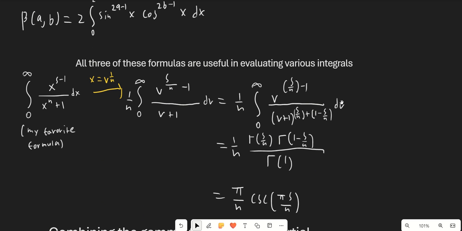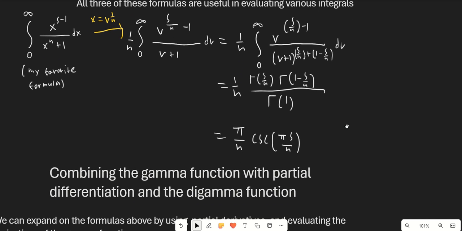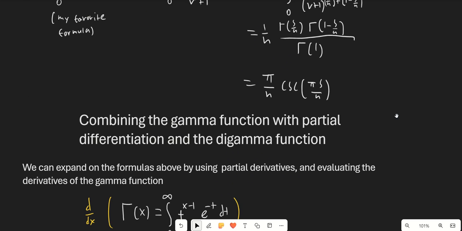So anyway, we can sort of get it into this form of the beta function, as you can see right here, and we end up getting 1 over n times gamma of s over n times gamma of 1 minus s over n all over gamma of 1. Now gamma of 1 is just 1, and this right here is the perfect time to apply the reflection formula, giving us our final answer of pi over n times cosecant of pi s over n.